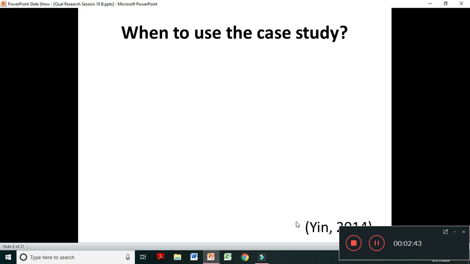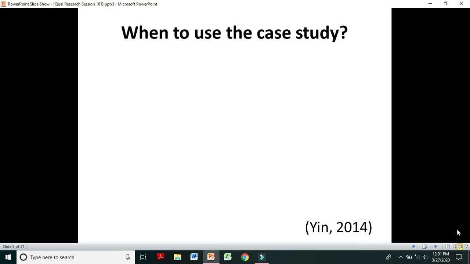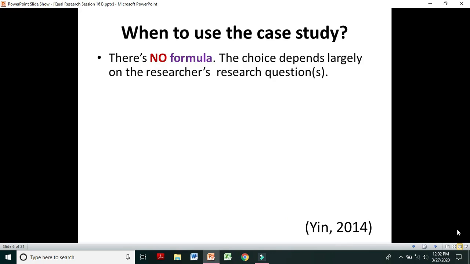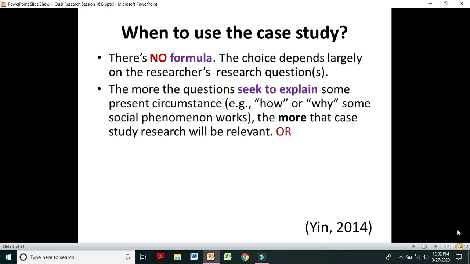When to use the case study? That is an important question. When should we be using the case study? Actually, there is no formula on when and how to use case study. The choice depends largely on the researcher's research question or questions. For example, if the questions seek to explain some present circumstances, for example, how or why some social phenomenon works, then case study research will be more relevant.